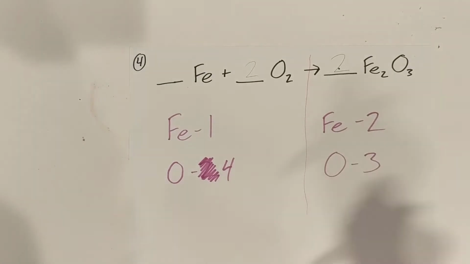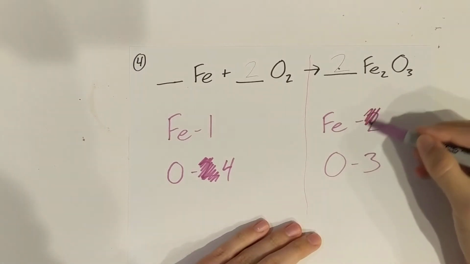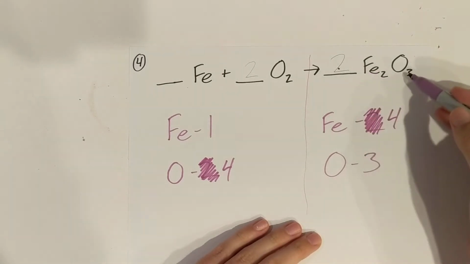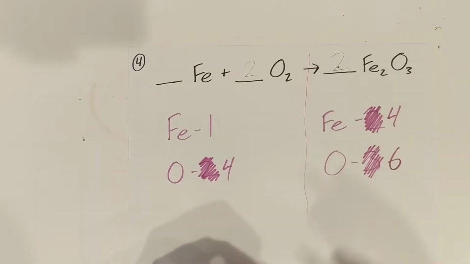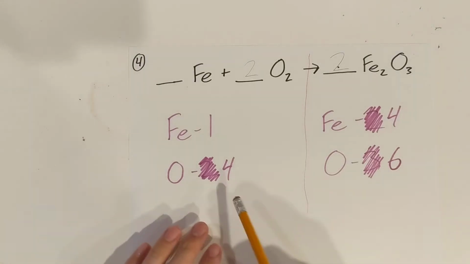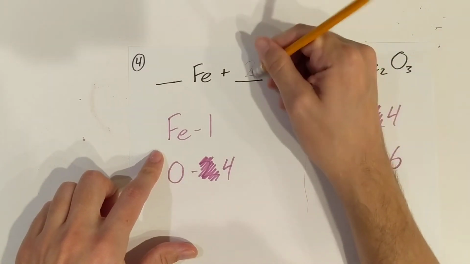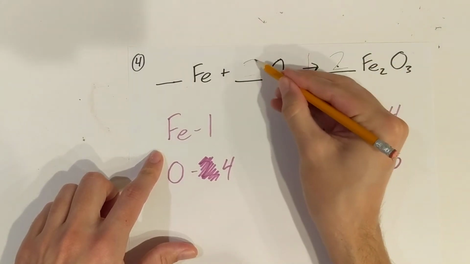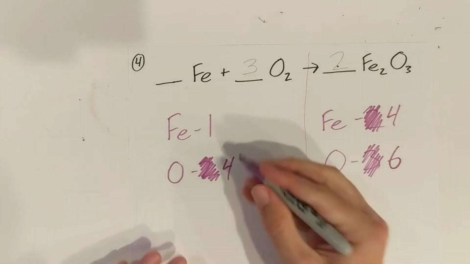But that changes both my iron and my oxygen. So now I got 4 iron and I got 6 oxygen. So now I got to go back and change my oxygen on my left side. In order to get 6, I would need to increase my coefficient by 1 more. So I can make that a 3. And 3 times 2 would be 6. So I can adjust that.